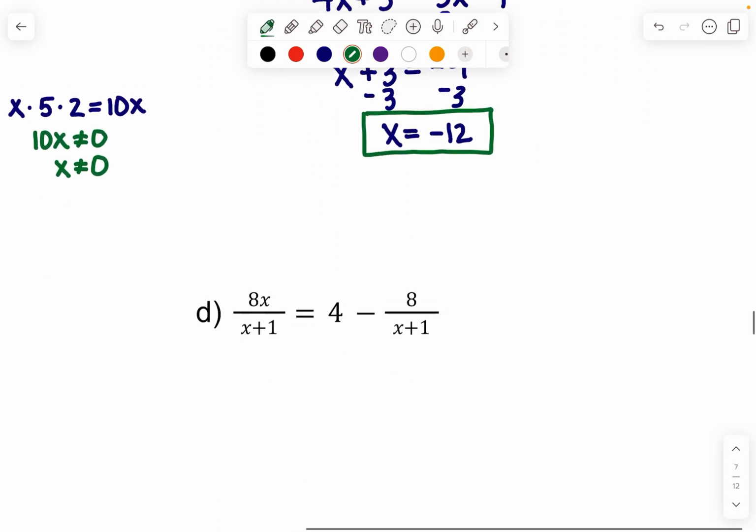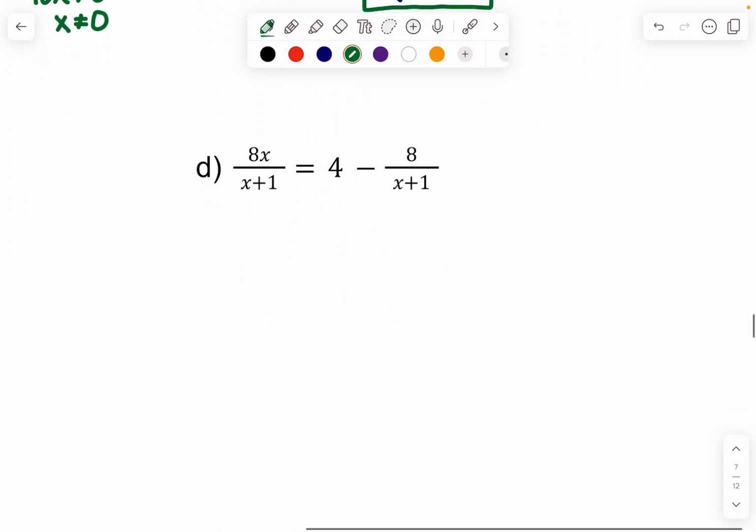All right, and the last one, 8x over x plus 1 equals 4 minus 8 over x plus 1. Nice thing about this problem is that we only have one denominator, so our LCD is x plus 1. Let's go ahead and state our restriction. If we have x plus 1, we know x cannot equal negative 1.